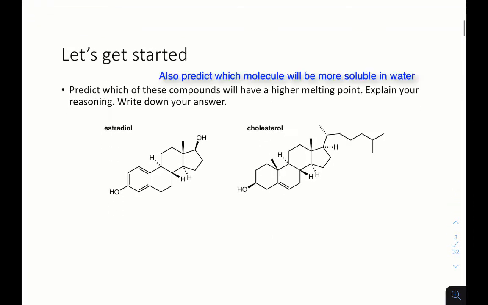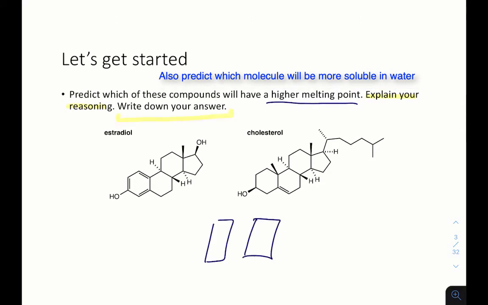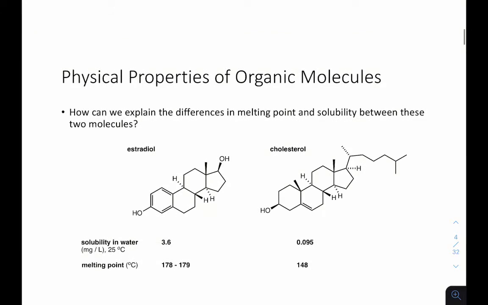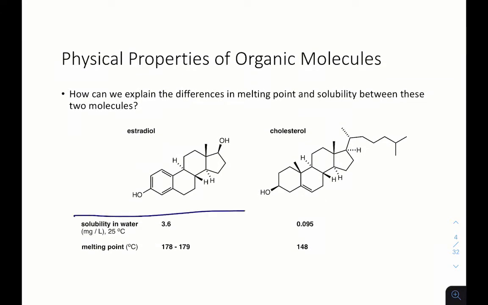Let's get started. Take a moment to predict which of these compounds will have a higher melting point, and then explain your reasoning. Please write down your answer. Last chance. Here's some data. So now that we have this data, look at it, think about it. How can we explain the differences in melting point and solubility between these two molecules? Again, write down your answer.